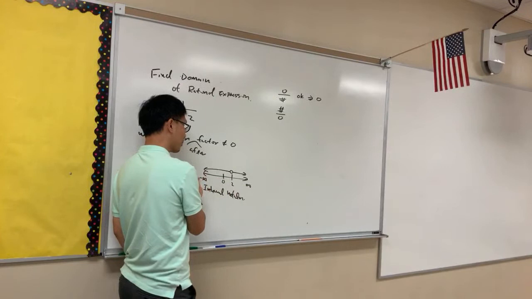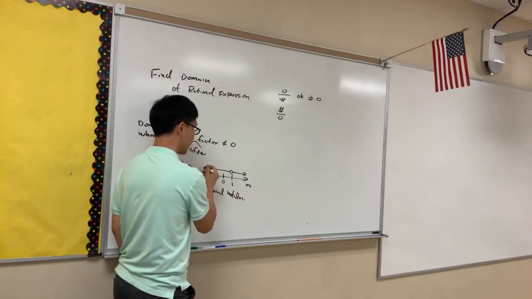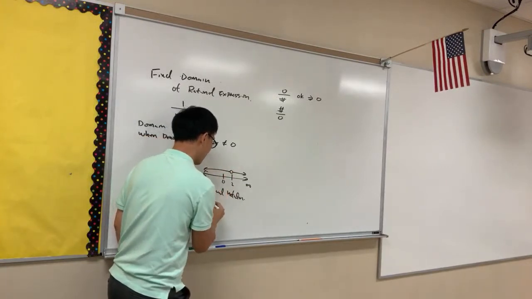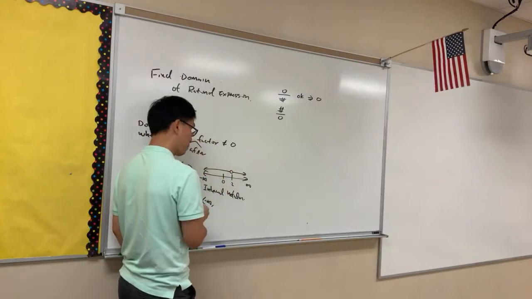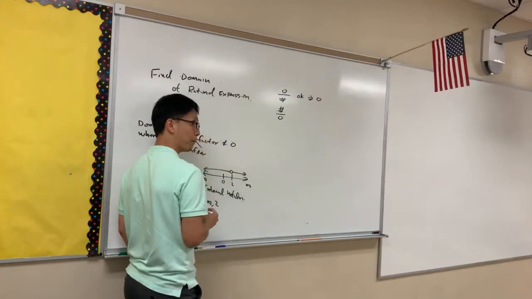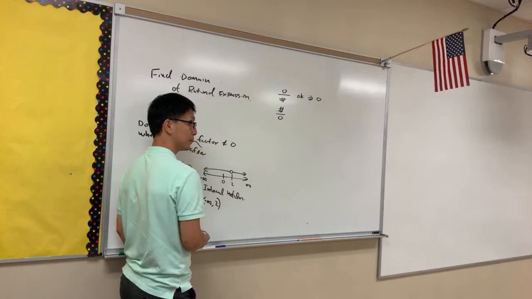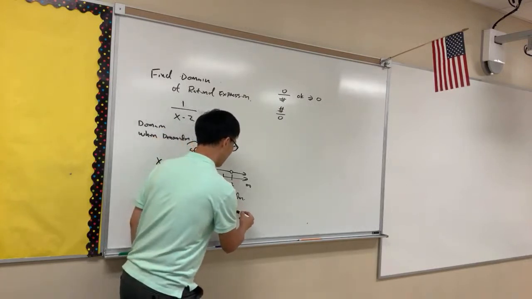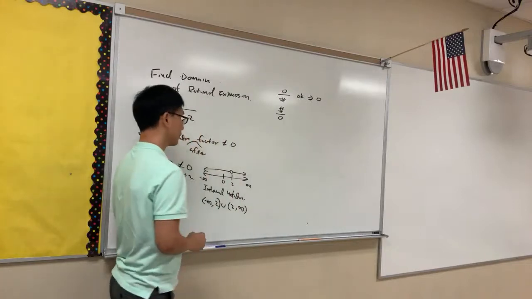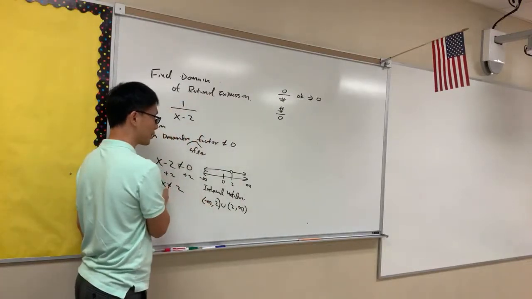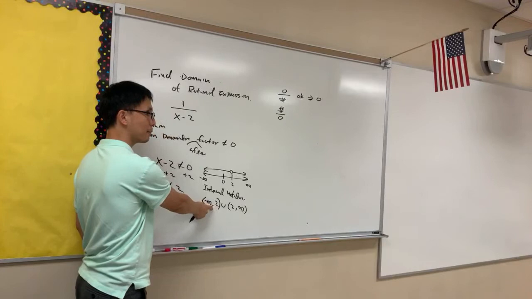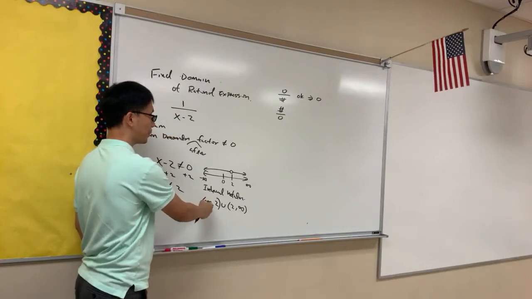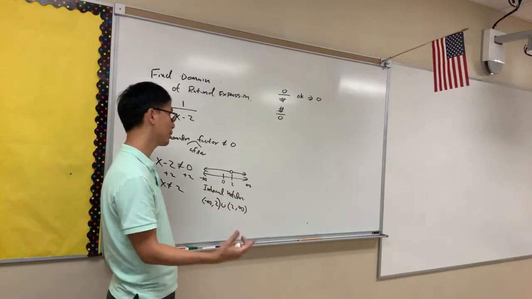So the domain is going to be from negative infinity, because this is part of the solution, to 2, parenthesis, union 2 to infinity. This means exactly the same thing as this, but it is a better way to represent it, because in higher-level math we usually prefer interval notation.